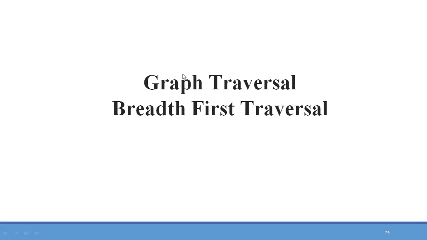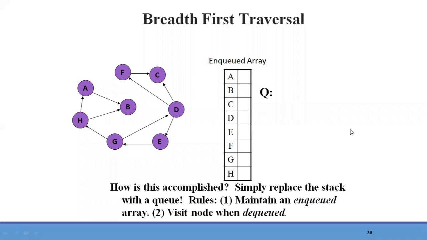Second technique for graph traversal is breadth first traversal. So first we will see the example of breadth first traversal. In breadth first traversal, we will need a queue, which is a first in first out data structure. In case of depth first traversal, we used the stack data structure. But for breadth first traversal, we need a queue.